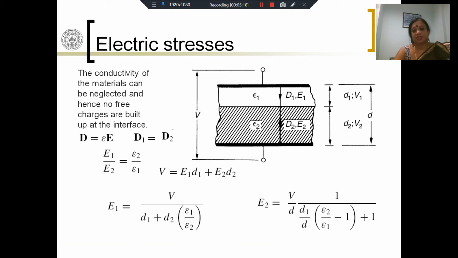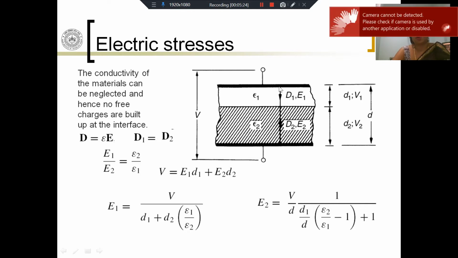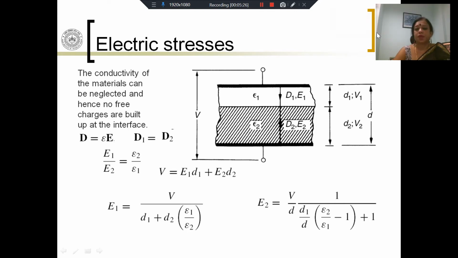First, let me take the simplest example. I always take the case of the capacitor because capacitor behavior is well known to all of us. So let's say I have an ideal parallel plate capacitor, and let's say I have initially air. This entire space d between the two plates is filled up with air, and let's say air has permittivity epsilon 1. Now, imagine that I want to stress this capacitor to higher voltages.